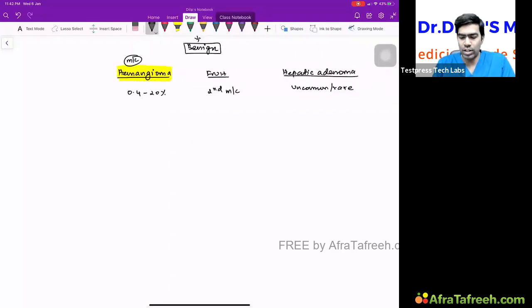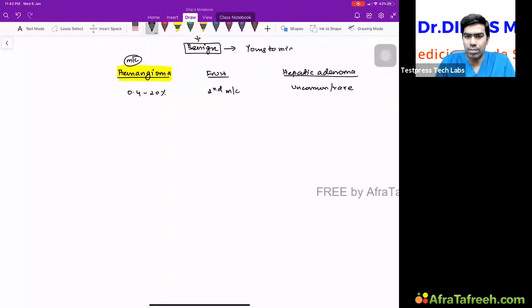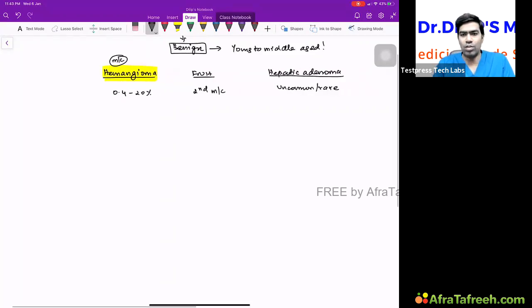All these benign tumors, like hemangioma, FNH, including hepatic adenoma, are common in young to middle-aged population. And all of these tumors are basically more common in females compared to males. So the ratio is approximately 6:1. Female-male ratio 6:1. And they are very, very common in females. Usually very rare in males.